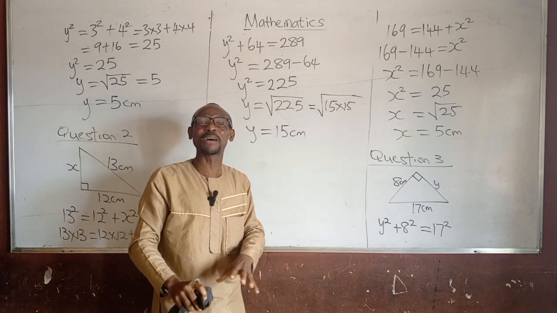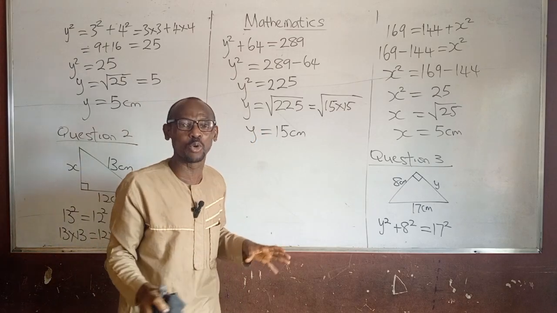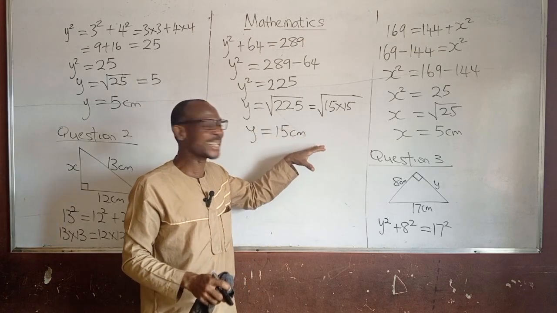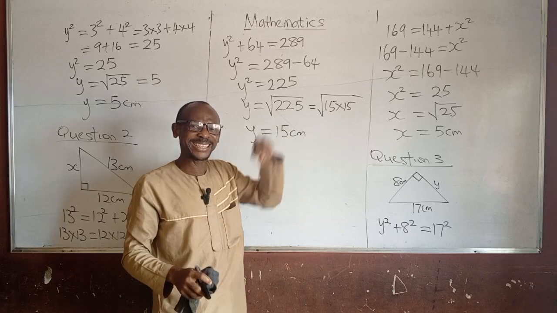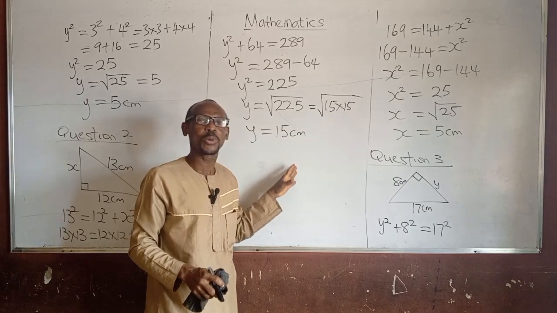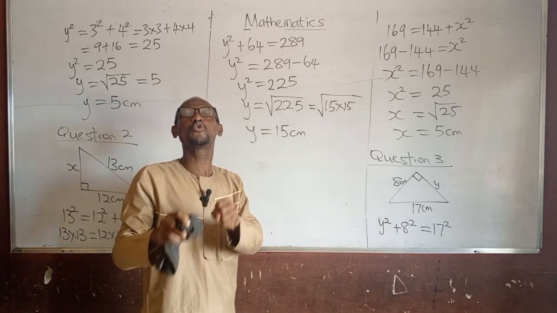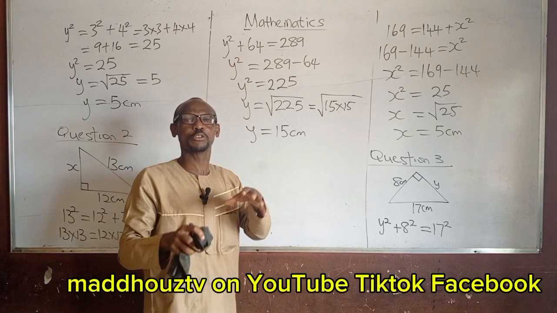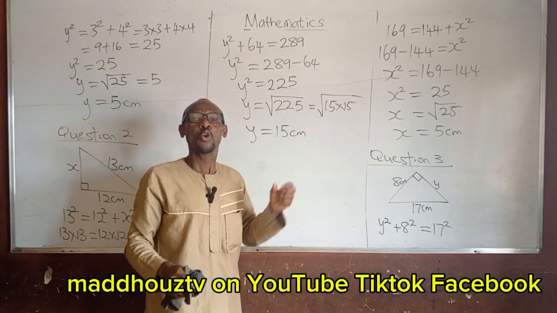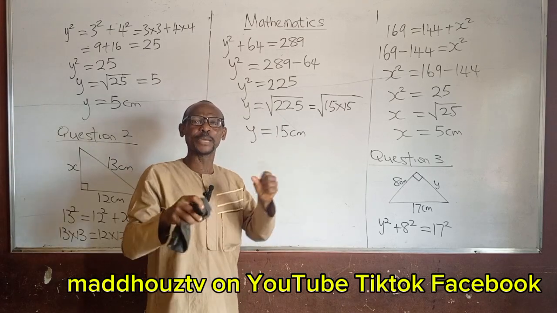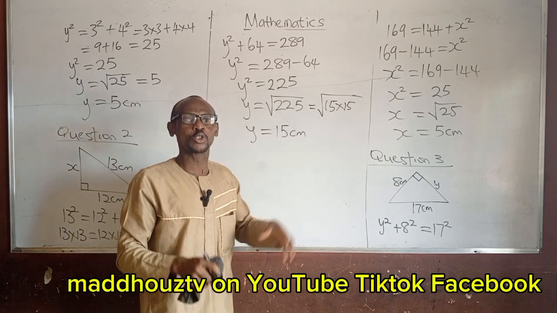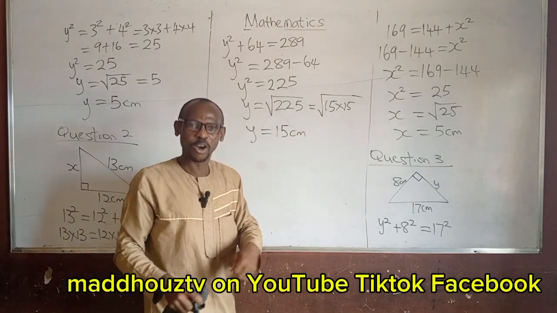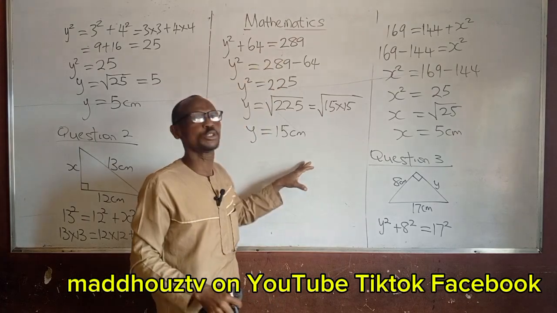Pythagoras, they go fit use am for only right angle triangle to find the length. But if we want to find the angles inside the right angle triangle, another formula we go use is simple trigonometry ratio. In our next class, we go look at using simple trigonometry ratio to find the angle and the length of what? Right angle triangle.